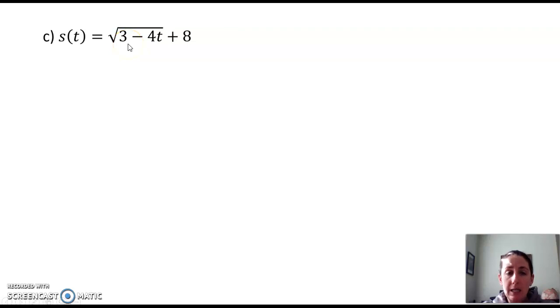So what's not negative? A positive, but also 0. Remember, 0 is not positive and it's not negative. It's literally nothing. So that 3 minus 4t can't be negative. That means it must be positive or 0, and we would write that as 3 minus 4t is greater than or equal to 0. So we'll solve this inequality.